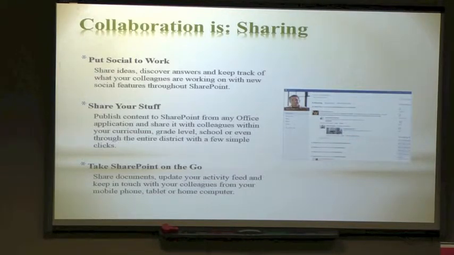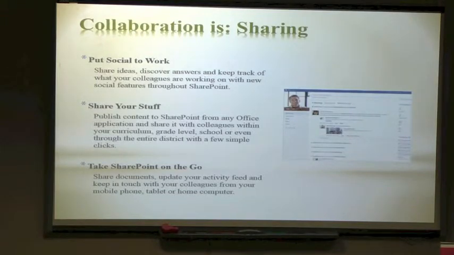Sharing your stuff, and stuff is a technical term here. We're talking about anything that you do, whether you're a principal or whether you're a teacher, sharing that information with others. Because every time you share information with others, somewhere along the line, they're going to be sharing something back with you, and they may be able to help you.